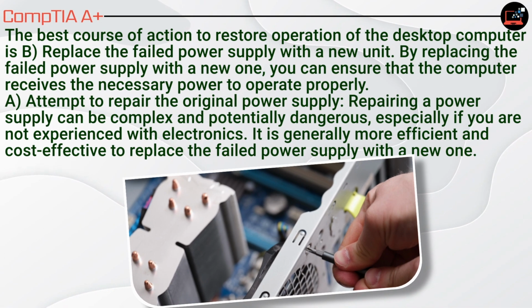The best course of action to restore operation of the desktop computer is B. Replace the failed power supply with a new unit. By replacing the failed power supply with a new one, you can ensure that the computer receives the necessary power to operate properly. A. Attempt to repair the original power supply. Repairing a power supply can be complex and potentially dangerous, especially if you are not experienced with electronics. It is generally more efficient and cost-effective to replace the failed power supply with a new one.